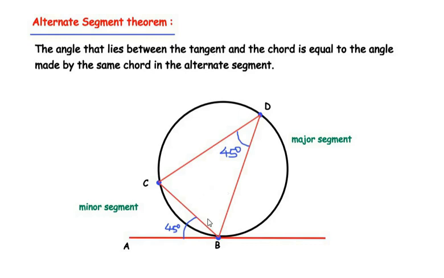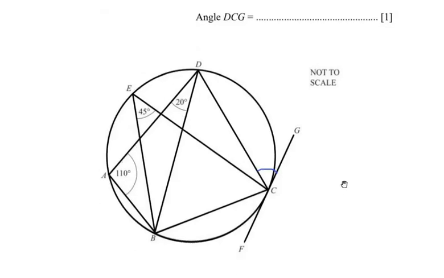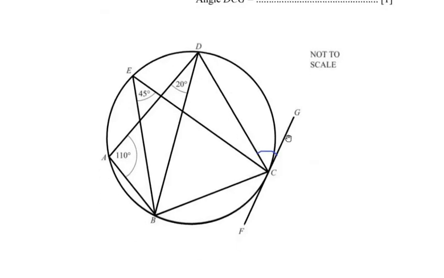Let us see how we can use this theorem to solve the example above. Since we are supposed to find this angle DCG, let us consider the tangent FG and the chord CD. We can see that the chord CD has divided the entire circle into two segments. One is the smaller segment called the minor segment, and the other one is the major segment. We can also see that the chord has made an angle in the minor segment, that is angle DCG, and the same chord makes an angle at point B in the major segment this way.